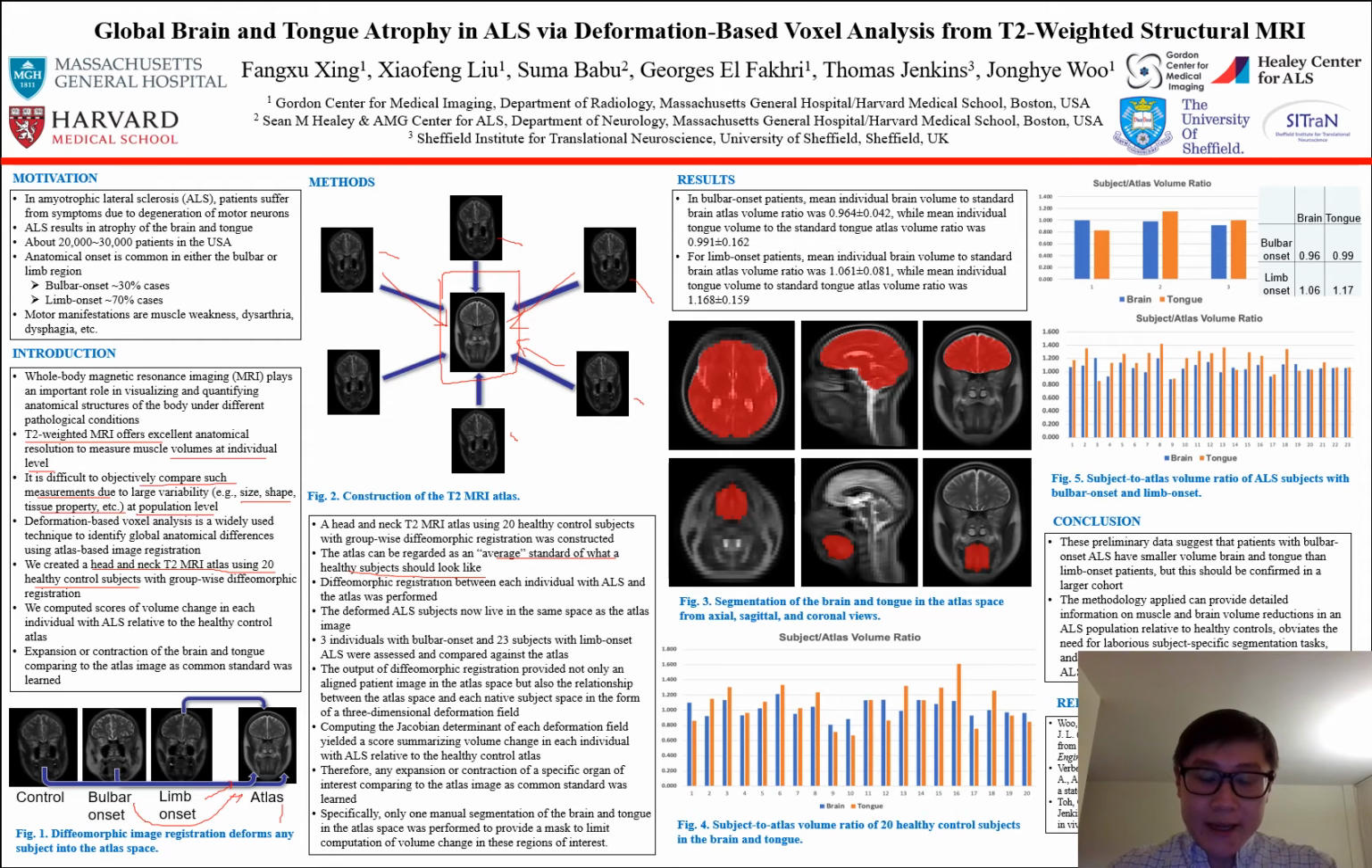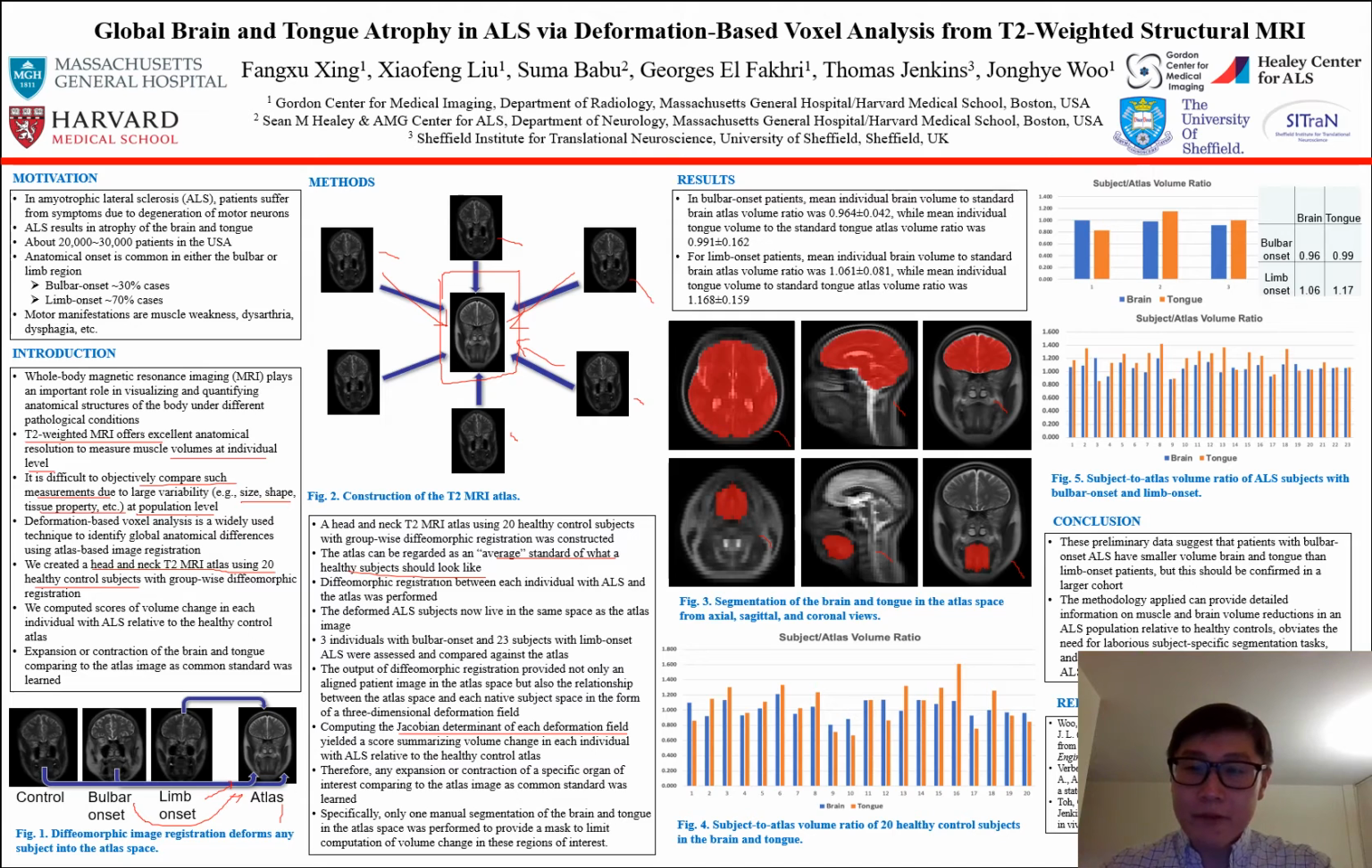Now, during the computation, there is a quantity called the Jacobian determinant of the deformation field. You don't need to pay that much attention to the mathematical details, but what this quantity tells you is the volume change of any incoming new subject compared to the healthy control atlas. So here we also have a manual segmentation in 3D on the brain and the tongue region to sort of confine the computation of volume change only in the brain region and in the tongue region.